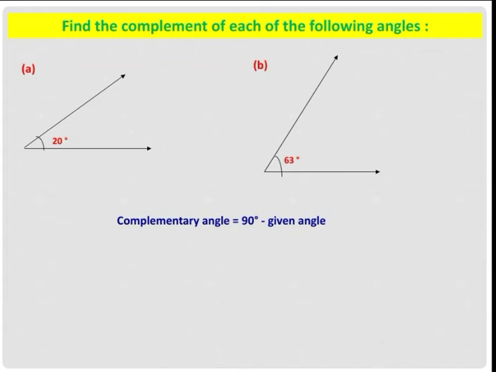If one angle is given and we have to find the other angle, then we have to subtract it from the 90. So the complementary angle is equal to 90 degree minus the given angle. So for the first one, complement of 20 degree is equal to 90 degree minus 20 degree, which is equal to 70 degree. Now complement of 63 degree is equal to 90 degree minus 63 degree, which is equal to 27 degree.